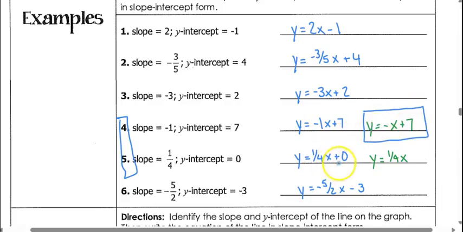Okay, same thing here where we have a y-intercept of 0, right? Plus 0 doesn't change anything, so typically we just don't write it, right? So that equation would be y equals 1/4 x. Again, this is not wrong, but this is like the more common way of doing it.